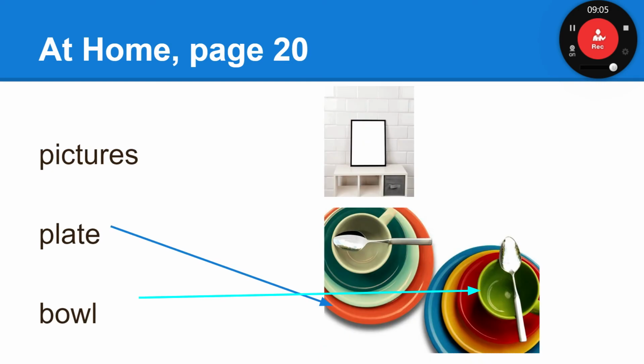Pictures. These are pictures of people, places, or things you have in frames in your house. Plate. A plate is where you put your food. A bowl is a round object that holds food like soup.